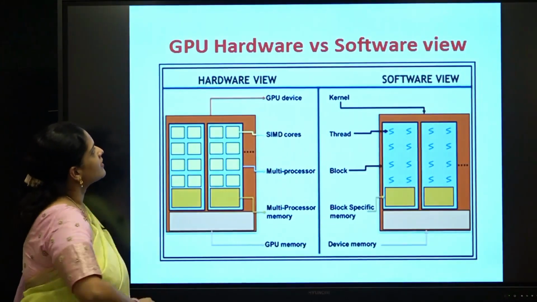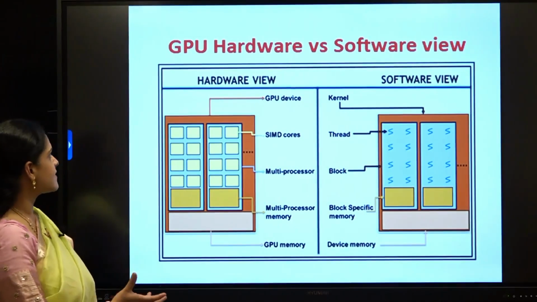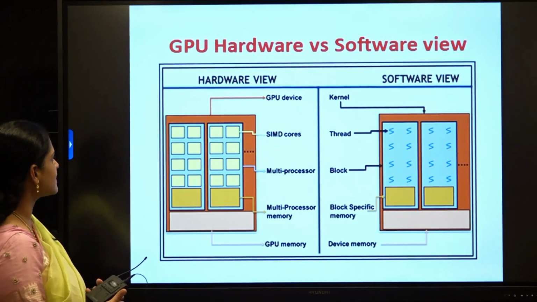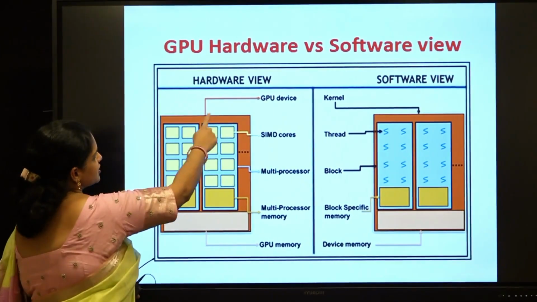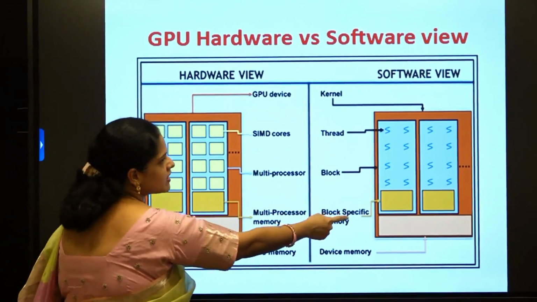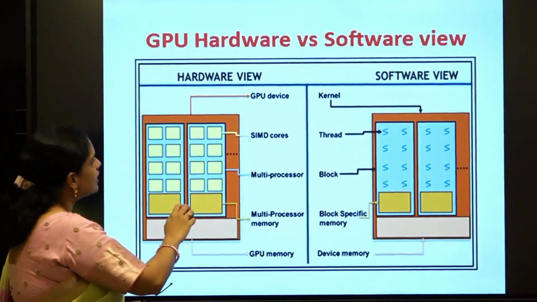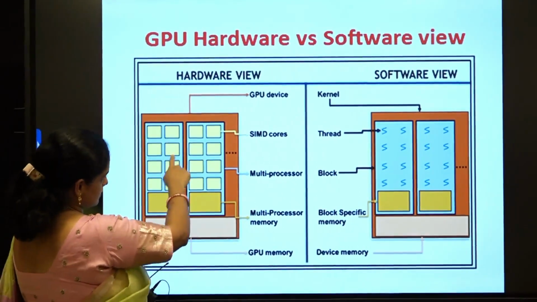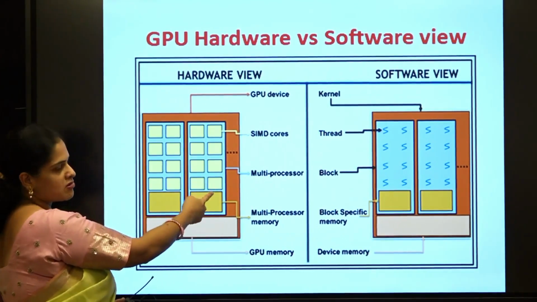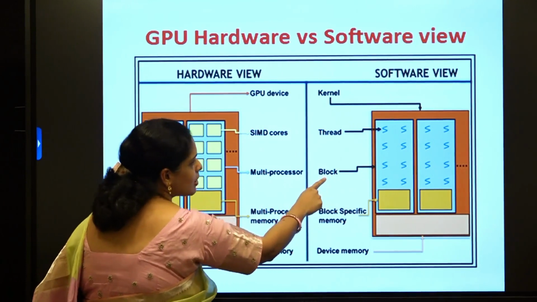Next, we are going to see GPU hardware versus software. There are some technical terms in terms of hardware and software. In the hardware view, the entire GPU device we call a GPU device, but in terms of software, when you refer to it on the programming side, we call it a kernel. Next, coming to the multiprocessors. We have multiple processors present in a GPU device. Here we call it a multiprocessor, and in software that is called a block.